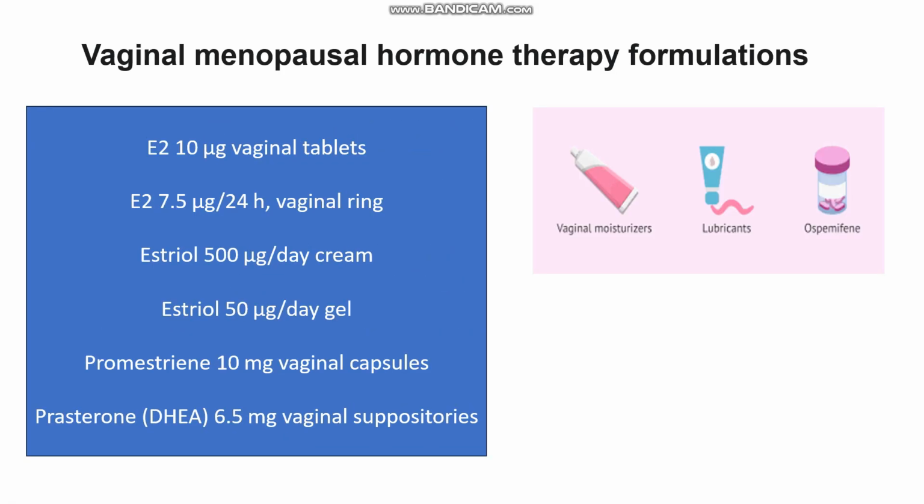So, vaginal preparations are available in the form of vaginal tablets, vaginal ring, vaginal creams, and gel. These preparations may help in reducing the menopausal symptoms as well as having a local effect in the vulvovaginal atrophy.